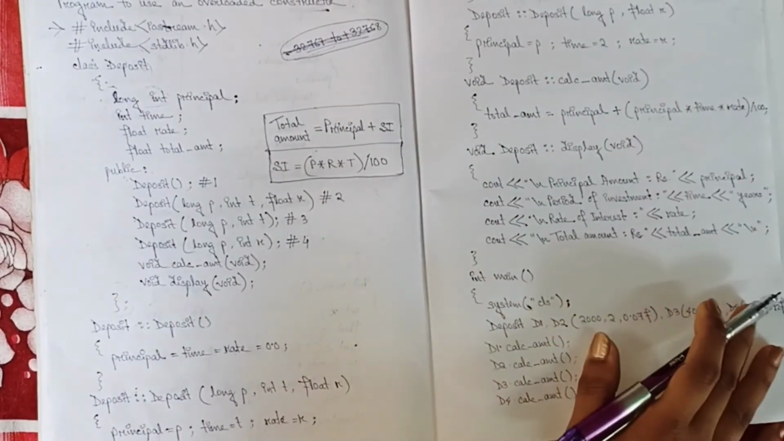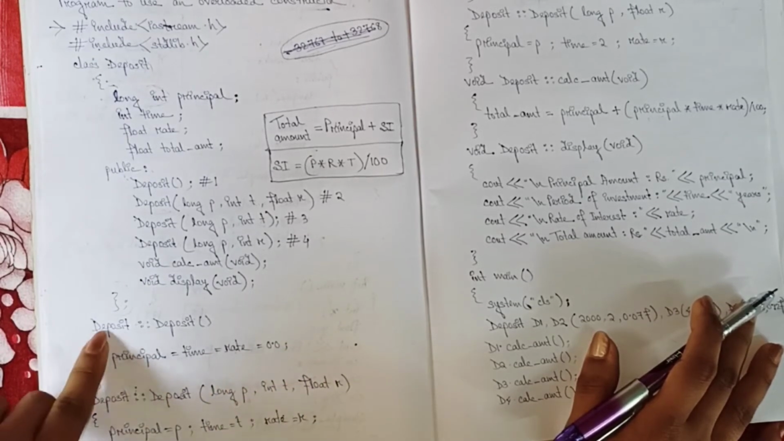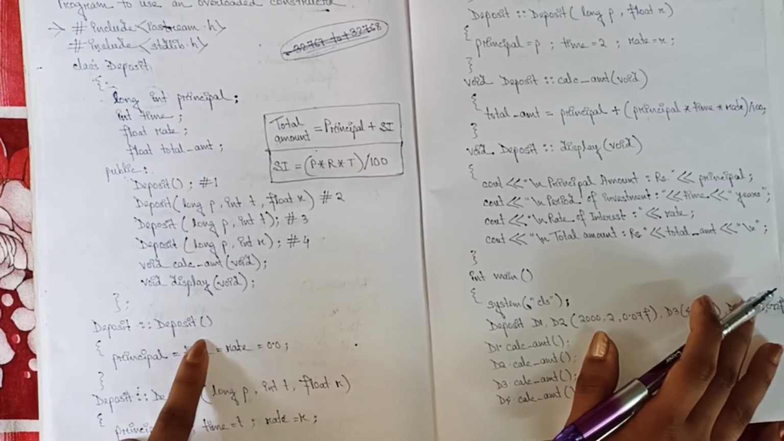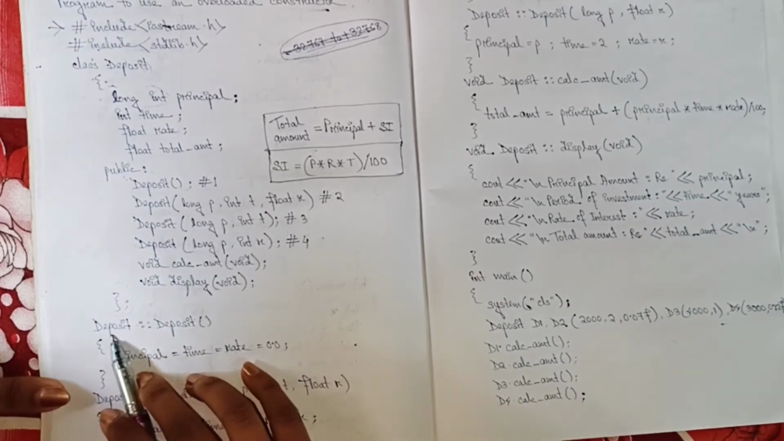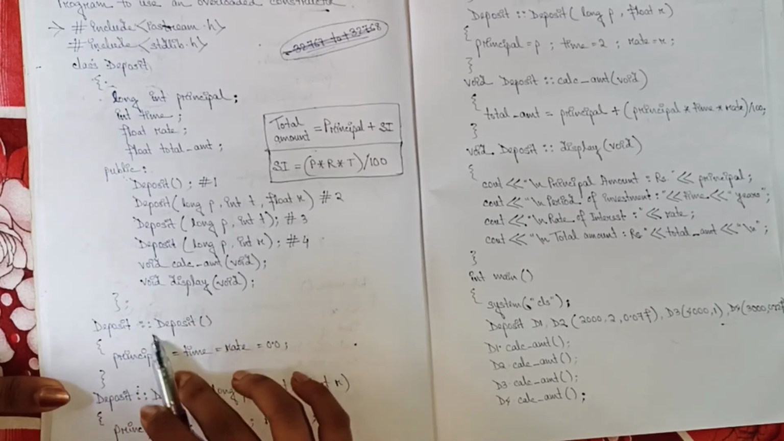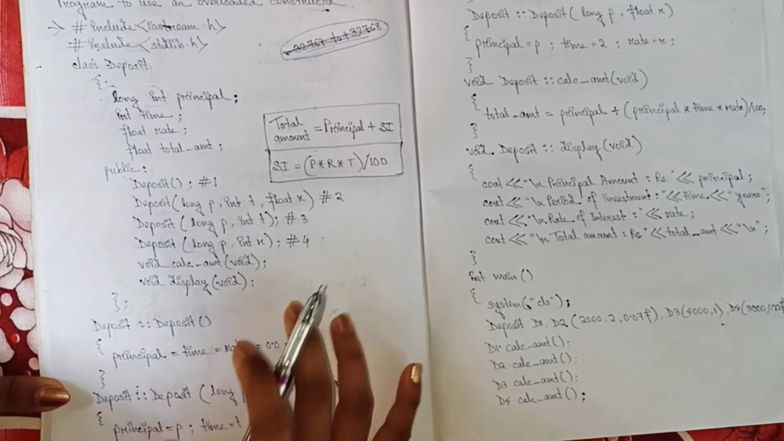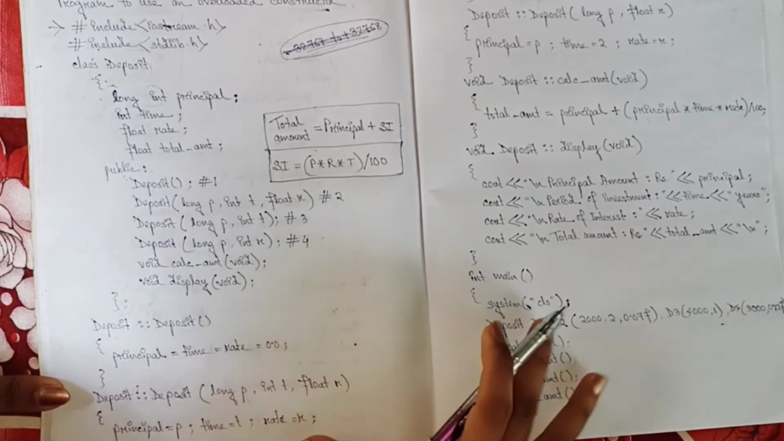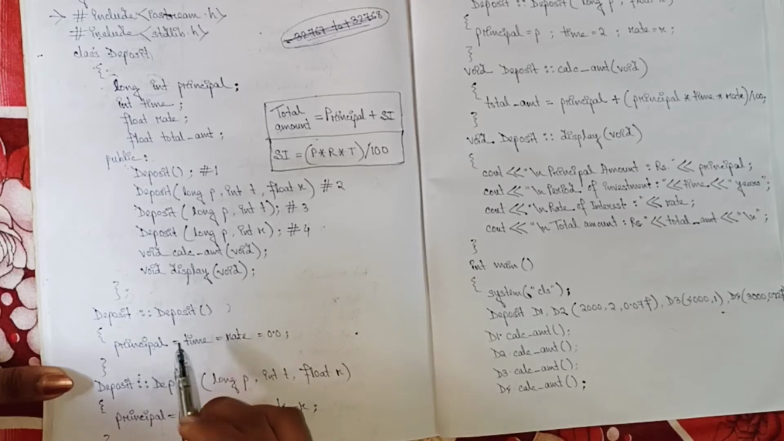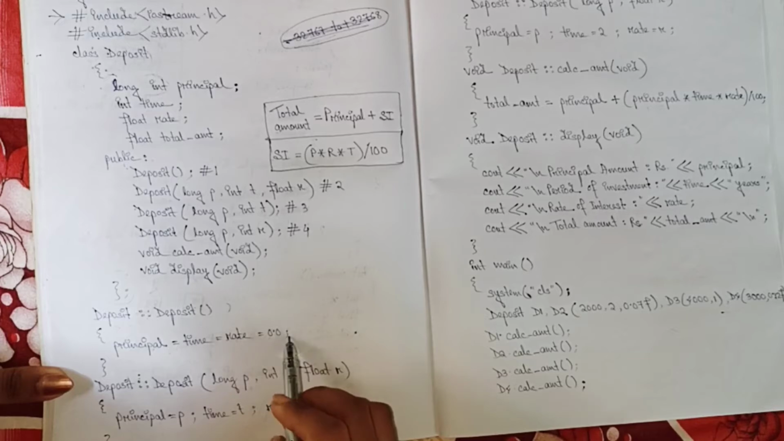Now how will we give the definition? If we are giving the definition outside the class, then what is the format? We give the name of the class, then the scope resolution operator, then the name of the constructor. Like this we define. So this constructor is the default constructor. The default constructor initializes the data values with some particular initial values. This default constructor is initializing the principal, time, and rate with the value 0.0.